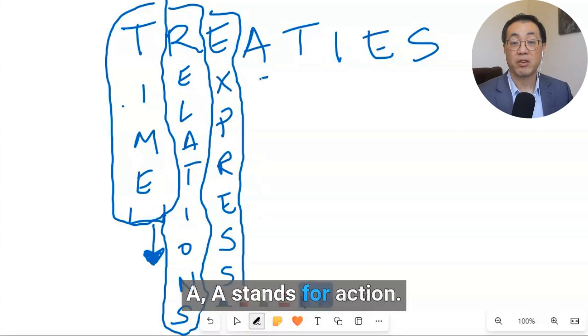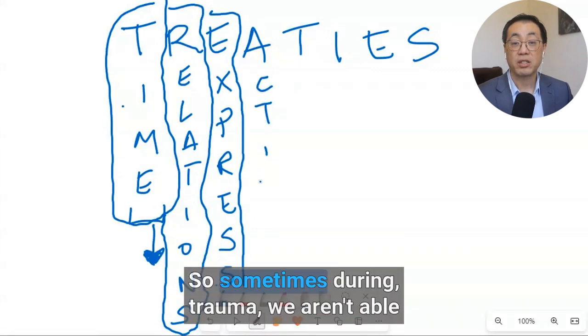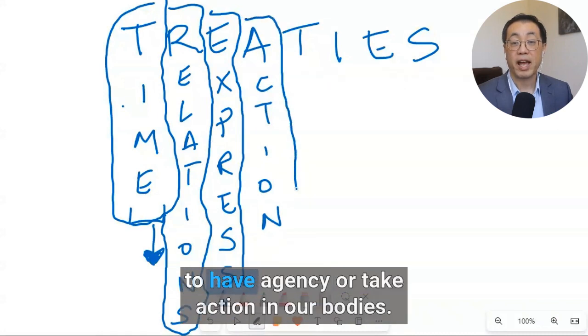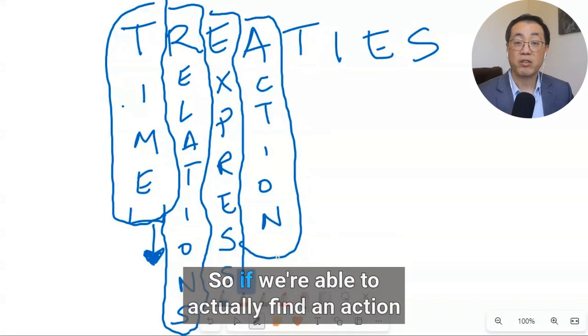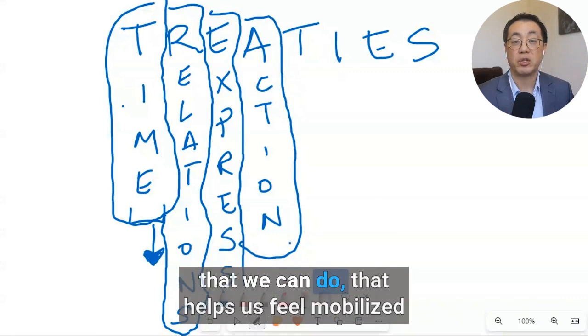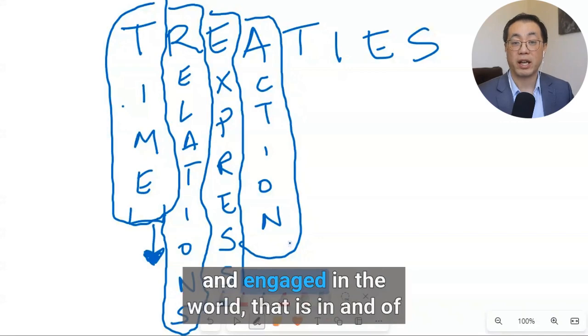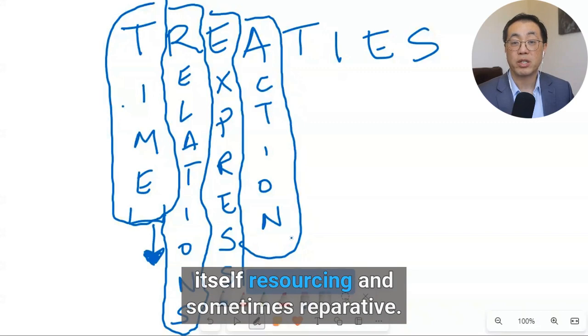A stands for action. So sometimes during trauma, we aren't able to have agency or take action in our bodies. So if we're able to actually find an action that we can do that helps us feel mobilized and engaged in the world, that is in and of itself resourcing and sometimes reparative.